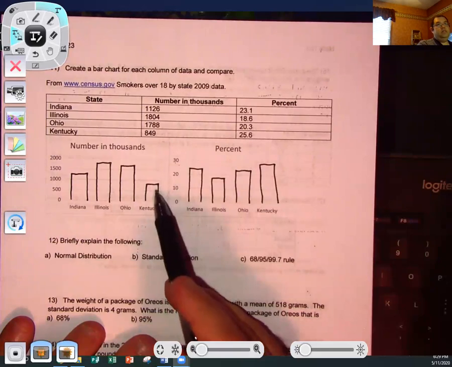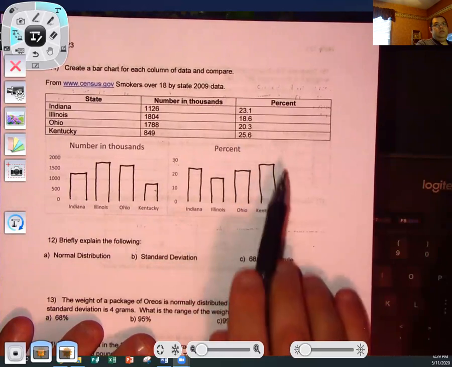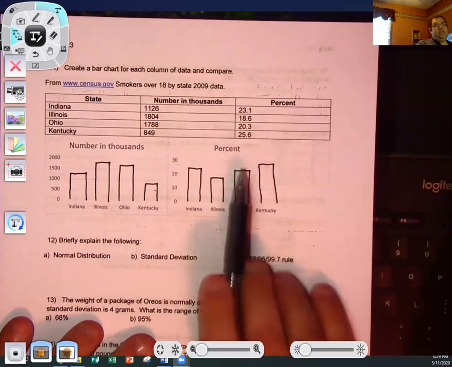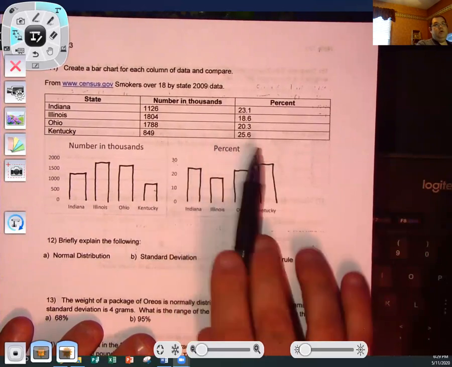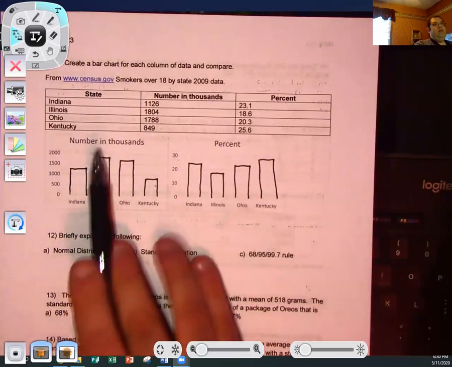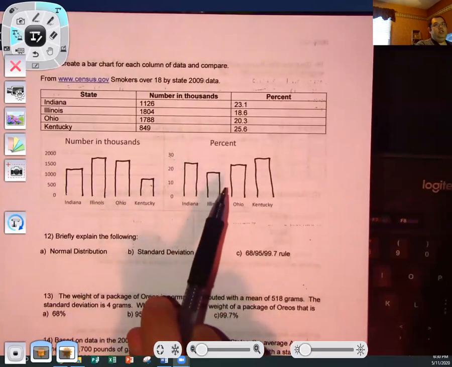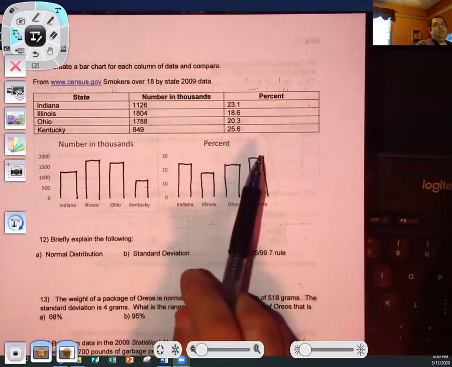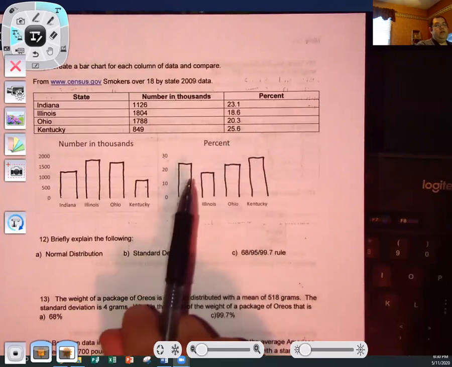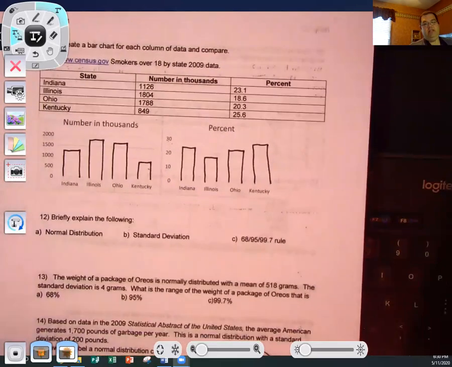Kentucky has the lowest. But if we look at percentage-wise, come to find out, Kentucky actually has the highest percentage of smokers in the state population, while Illinois has the lowest percentage. So even though Illinois may have more smokers than Kentucky, based on population, Kentucky has the highest percentage of the population that's smokers, while Illinois has the lowest. So that would be something that you would write to describe the data.